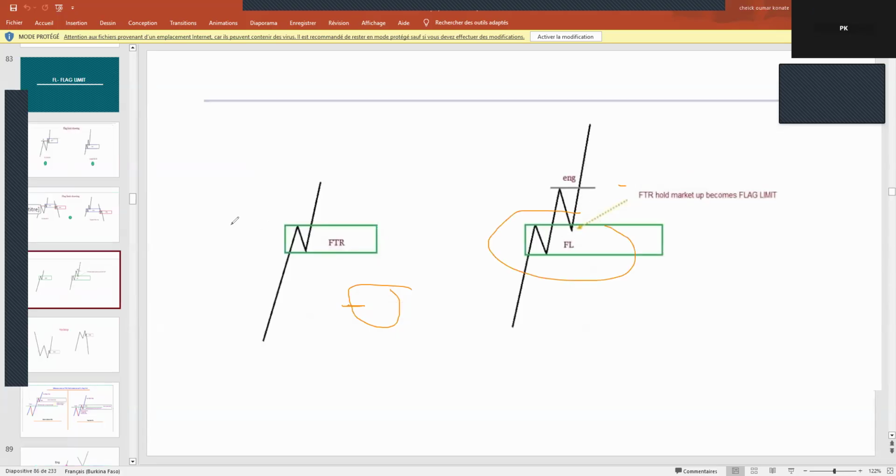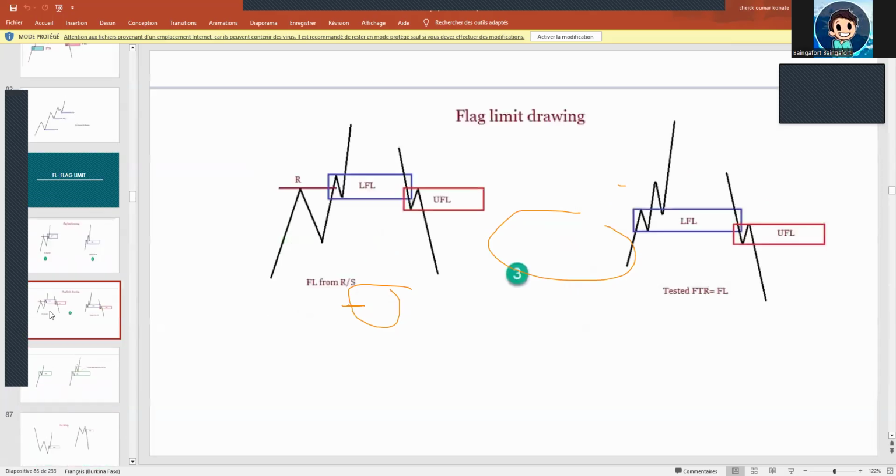But now you can see another movement here. This one is a flag after breaking resistance here. And when the price come in the other side, the break, swap flag limit. Yes, swap flag limit. This one is also FTF flag, but the sweep on the right side become flag. This is swap flag limit.